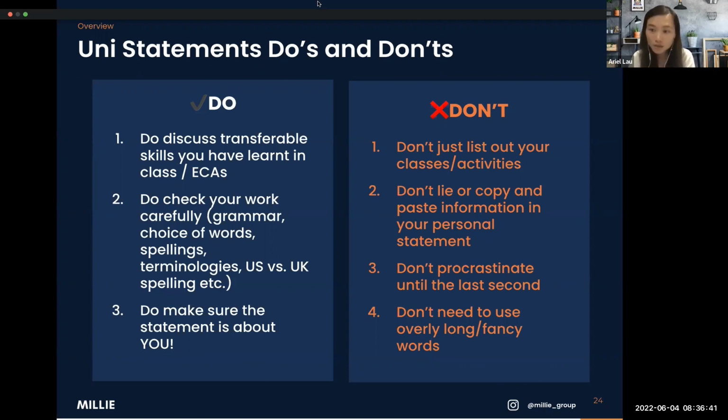So don't waste your time and effort and word count outlining these positions and awards. Do that in an actual resume, but for the content of the personal statement, do make sure that it's qualitative. And don't lie or copy information in your personal statement, because they do check for plagiarism. And if you lie about your experience, when it comes to the interview part, you would have a hard time explaining your way out if the interviewer starts asking you about the content of your personal statement.